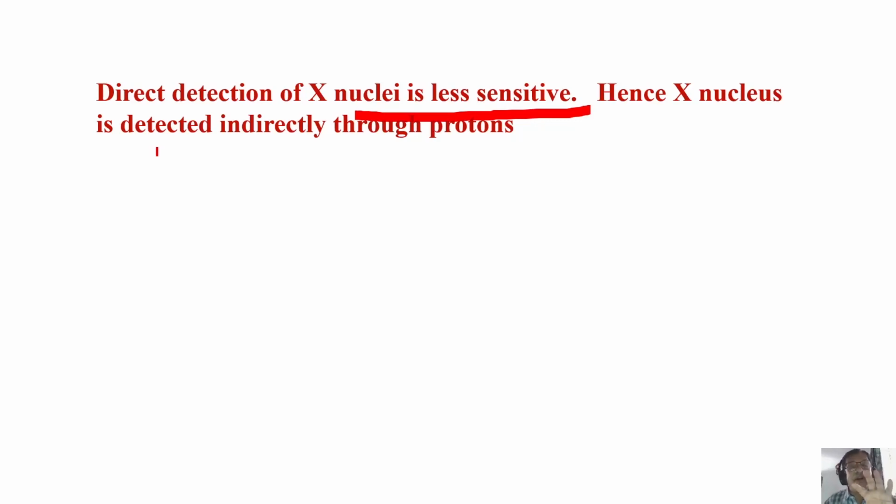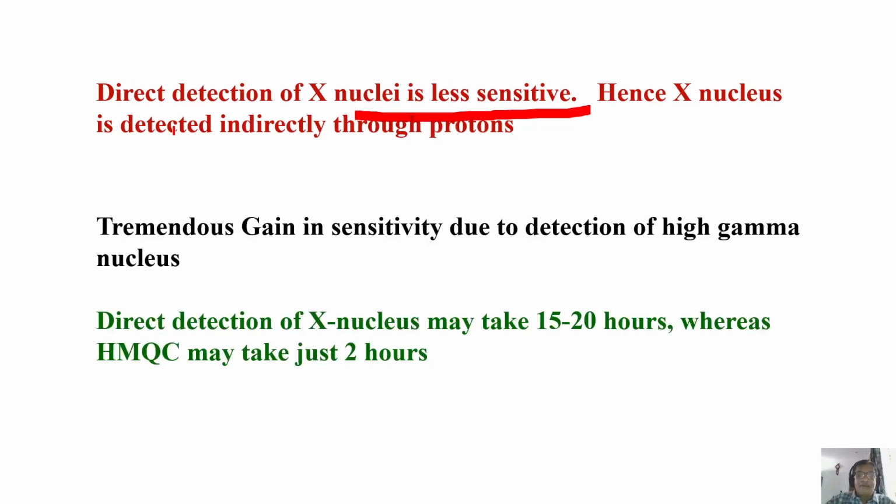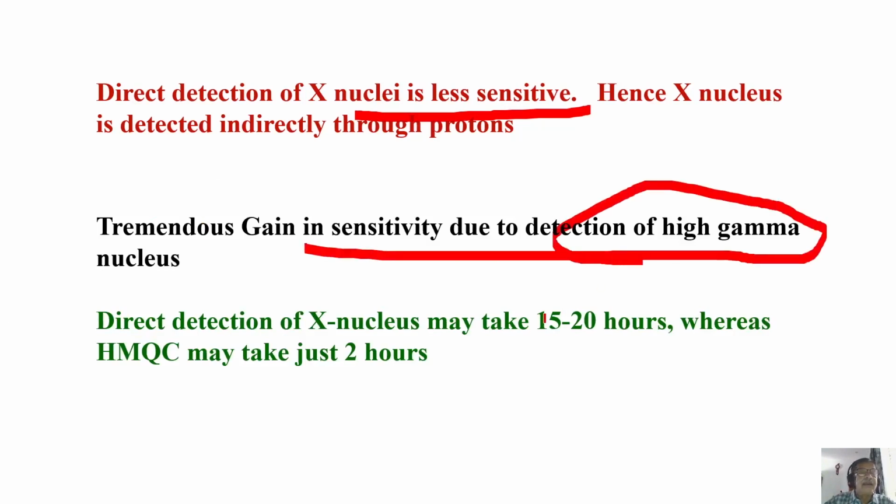These experiments are called inverse experiments. Whatever the experiments, I said HETCOR, COLOC, etc. for long range correlation, the same experiments you can do in a much faster time with better sensitivity by using inverse detection. Okay, this is a very important experiment, and what is important is the tremendous gain in sensitivity due to the high gamma of the proton. Proton has a very high gamma. Transfer the magnetization of proton to carbon and take it back.